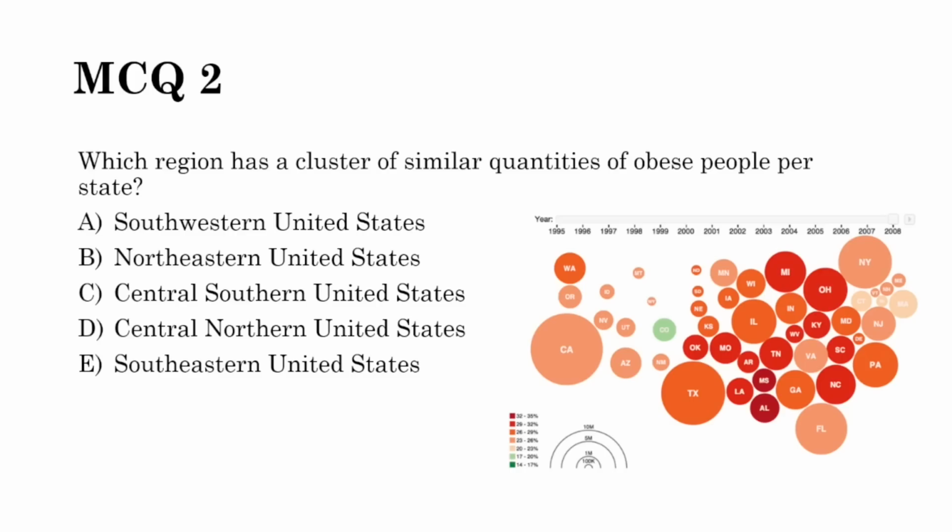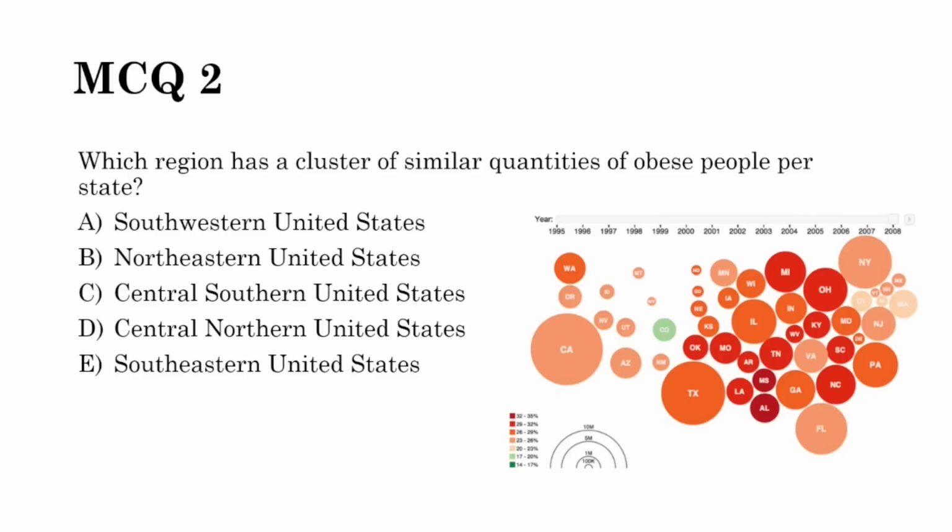MCQ number 2, which region has a cluster of similar quantities of obese people per state? So this map also shows two different values. It shows the percentage of the state that is obese, and it shows the quantity, the numerical value of obese people. Some states have close to 10 million people. Some states have close to a million, or even 100,000 if they have more healthier people living in the state here. And this question particularly is asking about the similar quantities, the number of people.